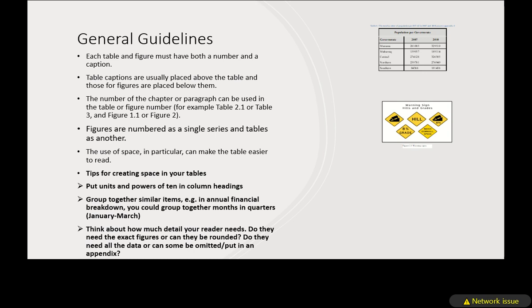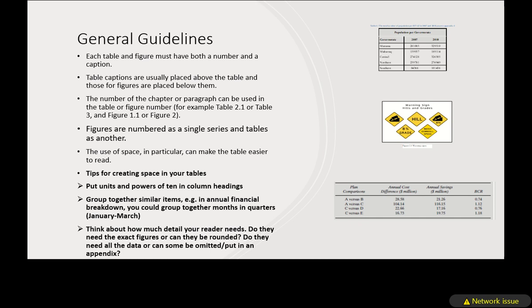And the space within the table as well. The table should not look too crowded, with too much information. Otherwise it becomes hard for the reader. So how can we make sure that the information within the table is not too crowded? We can do these things. First of all, the units and the powers, you can put them in the heading.